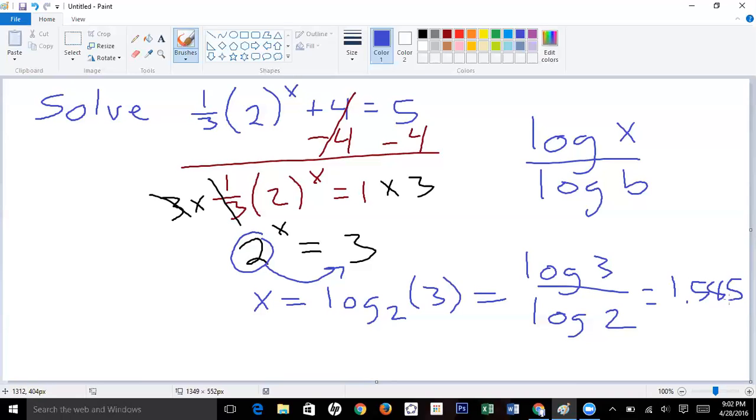1.585. So we isolated the exponential first. We then changed it over to a logarithm using our inverse properties, and then used the change of base formula to help us to evaluate it and approximate the answer. And that's how we go step by step to solve an exponential function using logarithms.